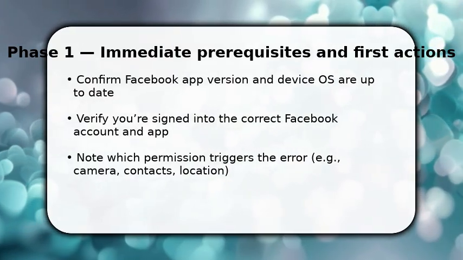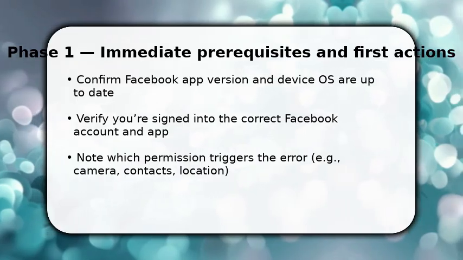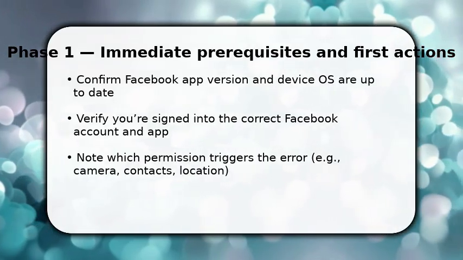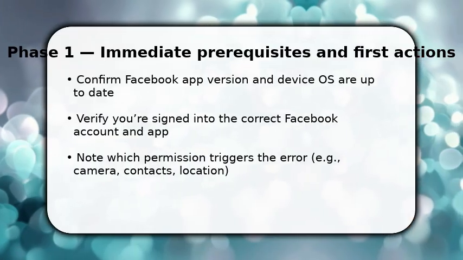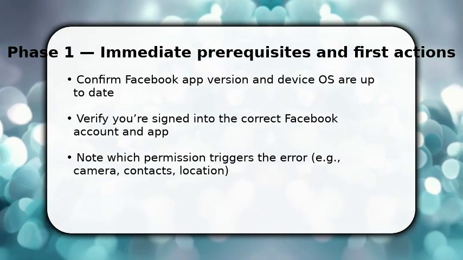Once you know which permission fails, camera, contacts, or location, open the device settings immediately. This gives you direct control. I'll show why changing settings here fixes the problem, and then move into granting the permission properly.